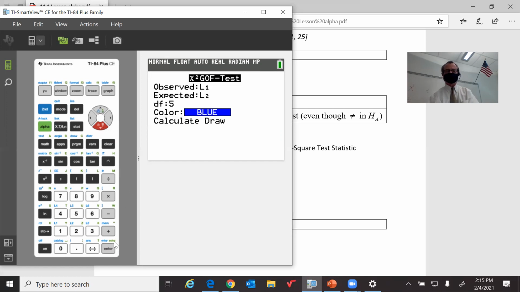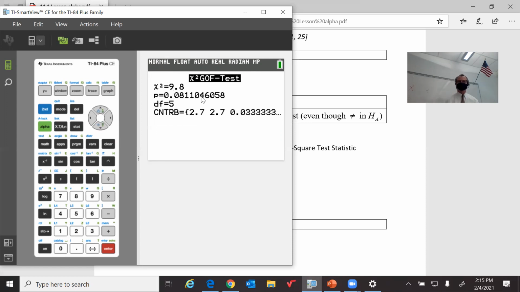We'll calculate it. You can draw it, but we'll show you what a picture looks like on problems 1 and 5. You got the chi-square statistic that we just got, 9.8, but you also get the p-value, which you compare to the alpha level. So in this case, the p-value is greater than 5%. We would fail to reject the null. Then what? The contribution. It tells you how much of this 9.8 came from each of the colors.